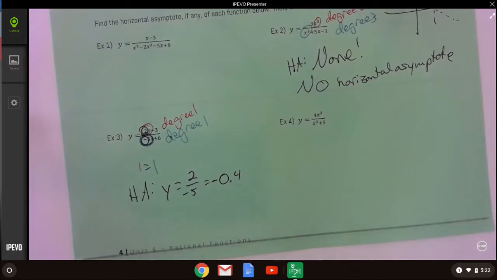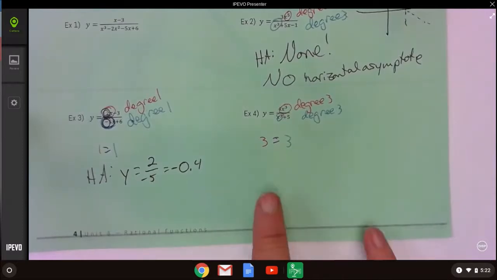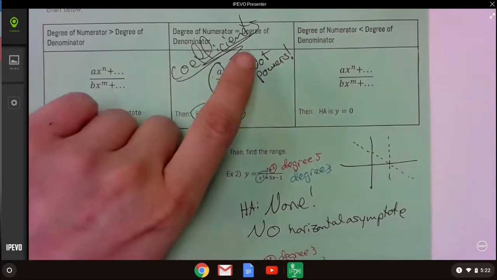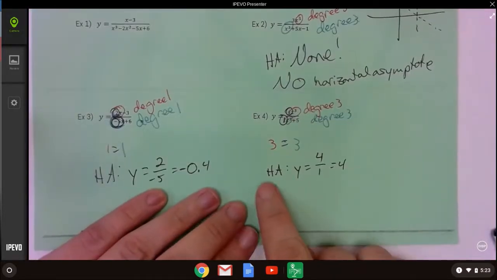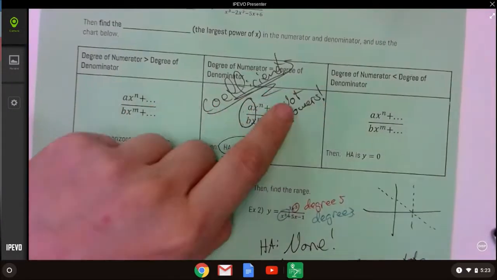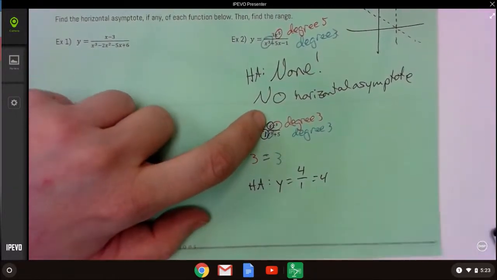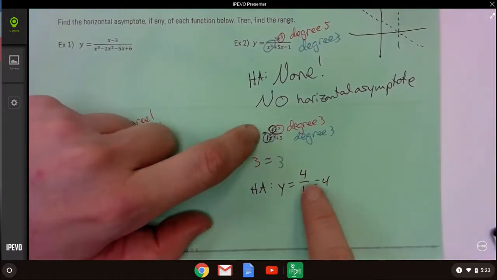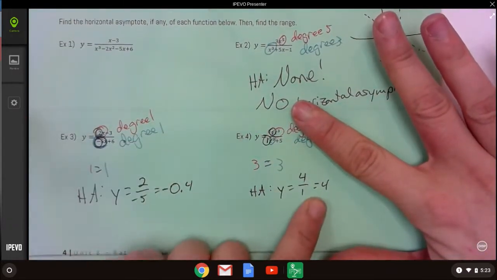First, figure out the degrees. Hopefully you said they're both degree 3 on the numerator and denominator, so the degrees are equal, and we are in the center section of this chart, where you will now look at the coefficients, not the powers, and put them in a ratio. Go ahead and do that. And I hope you got that your horizontal asymptote is at 4 because you looked at the coefficients, not the powers, of the numerator and the denominator of the highest degree or highest power of x. You get 4 over 1. Those are the coefficients, not the powers. Ignore them. 4 over 1, which simplifies to 4.